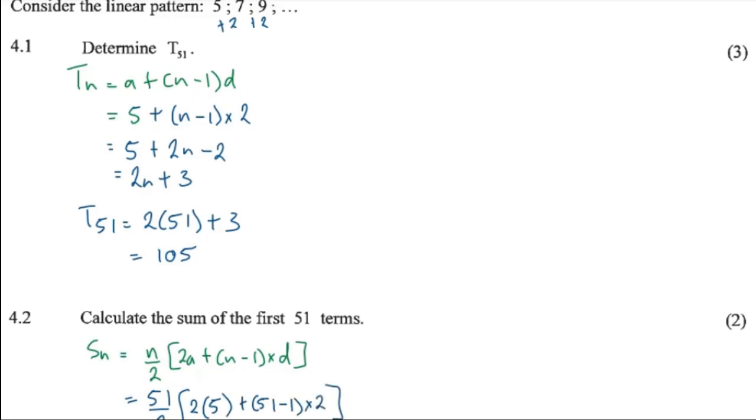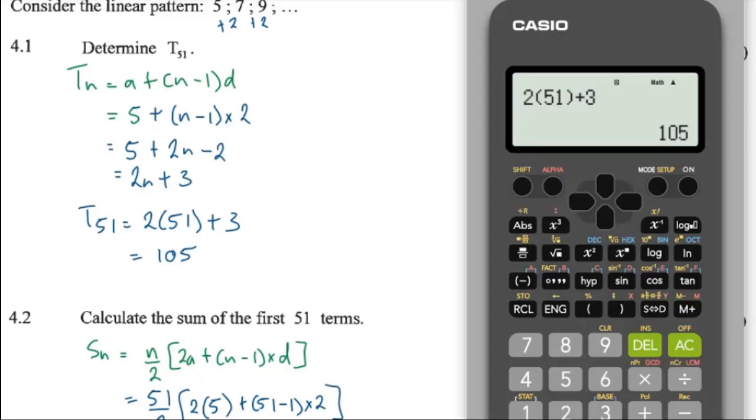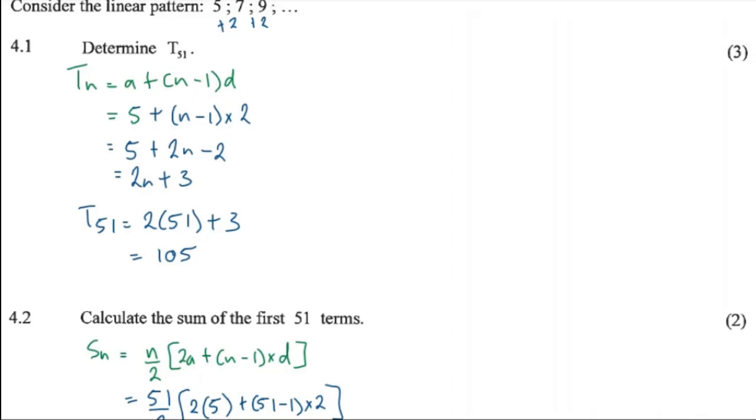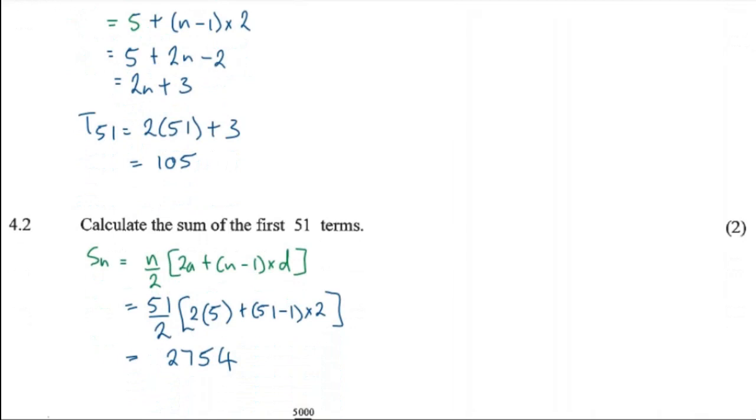So we're just going to quickly do this on the calculator. 51 over 2, open bracket, 2 times 5 plus 51 minus 1 times 2, close the bracket, equals, and then we get 2754. So those are two pretty straightforward questions.